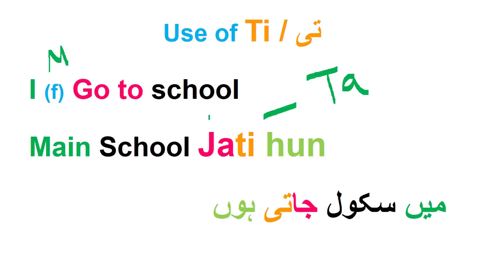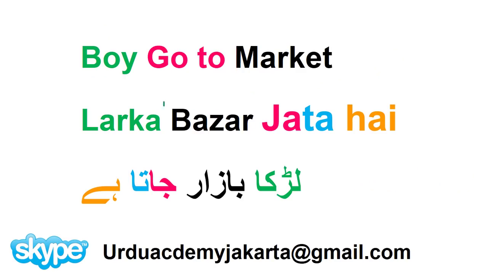Let's see examples for all. Boy go to market. लड़का बाजार जाता है. Now I will also teach you the structure of the sentence. Boy is masculine and singular, therefore we added ta in the root of the verb. Number 2, boy is subject, right? Go is verb and market is object.